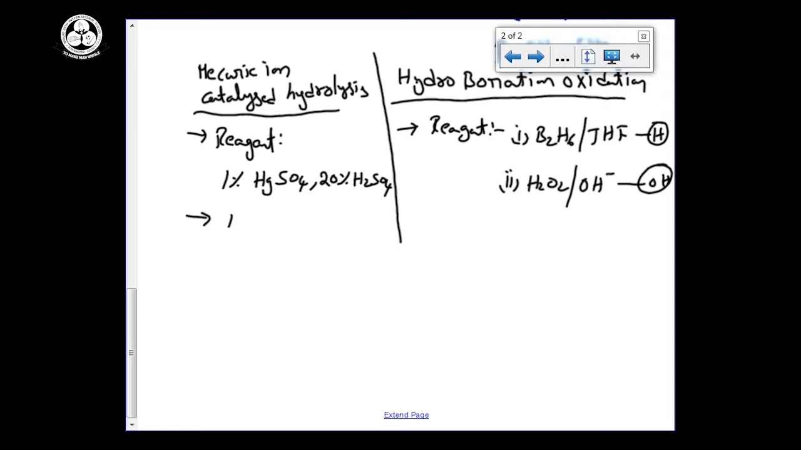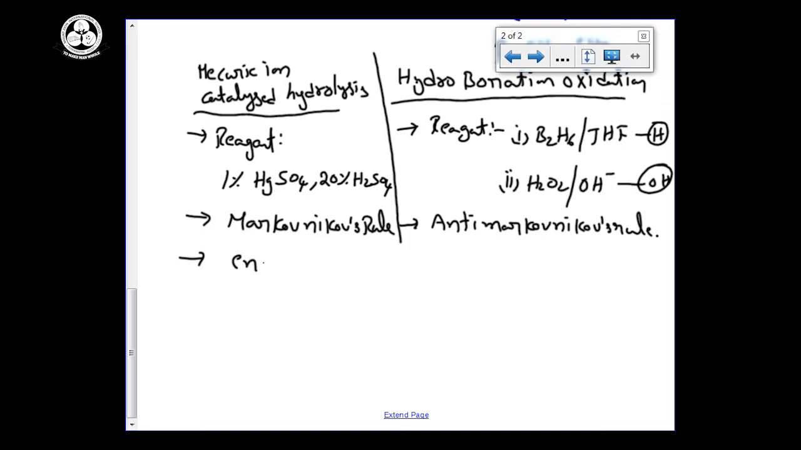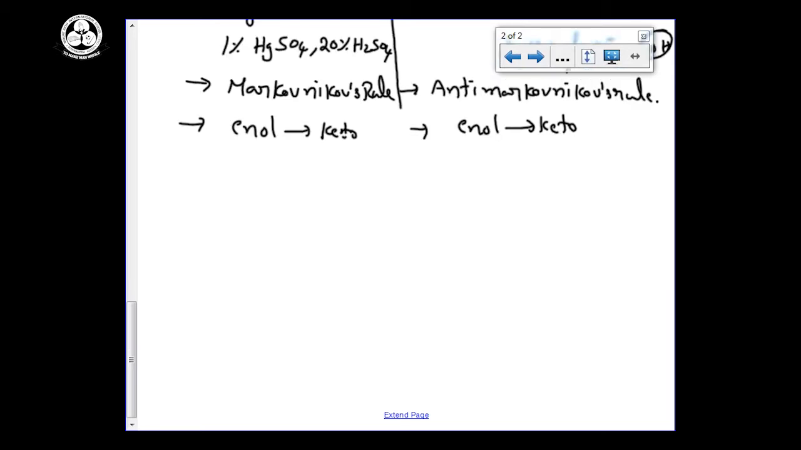Here we can follow the Markovnikov rule, that is the major product. And here we can follow the anti-Markovnikov rule. Here also the enol form is converted into keto form, and this one also, the enol form is converted into keto form. Now for both the combinations, I'll give one simple example, you can see.